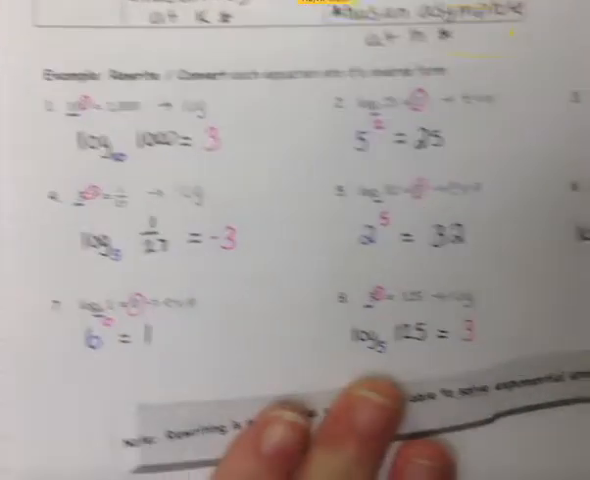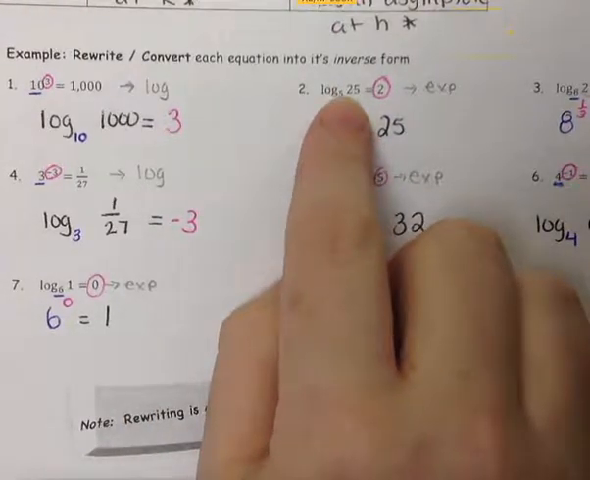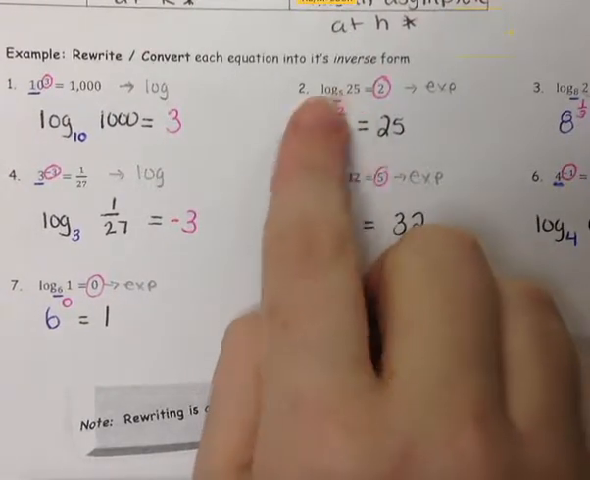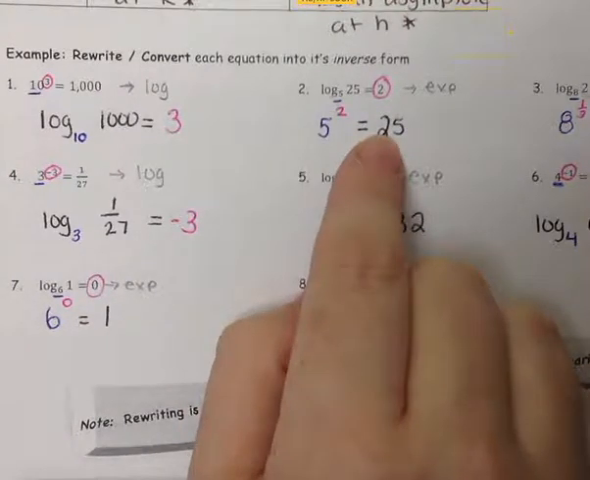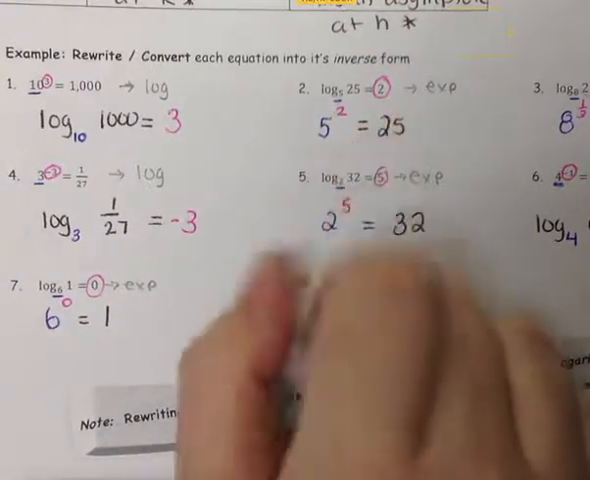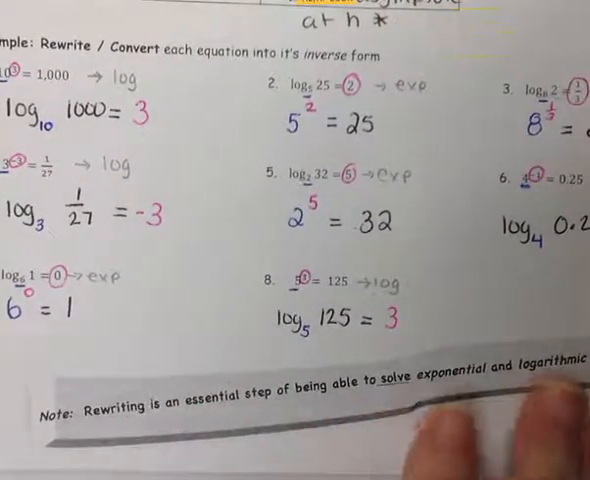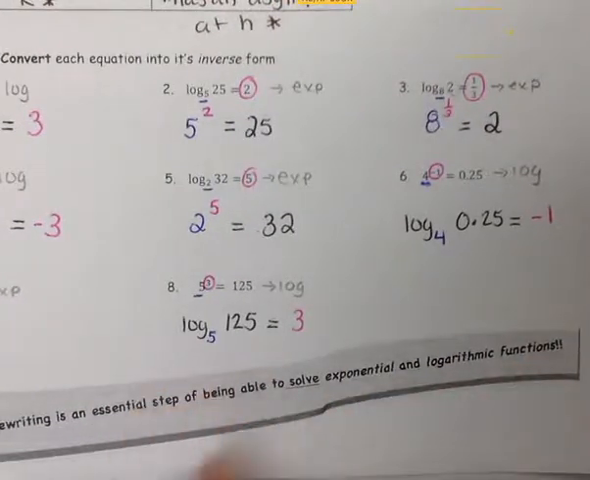The reason we do this is because if I had to solve for this, I cannot put log base 5 into my calculator right now. I would need to convert it so then I can solve. I know what 5 squared is. I know it's 25, so I would be able to figure that out. So rewriting is an essential step of being able to solve exponential and logarithmic functions. We want to be able to solve things, so we need to convert it into a format that we can use in our calculator.